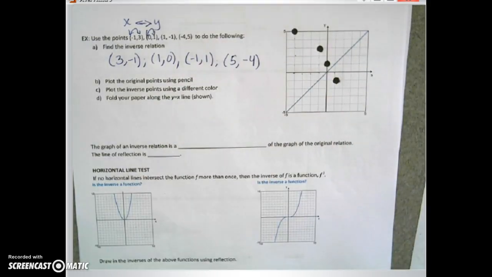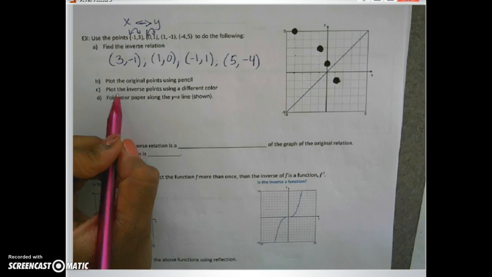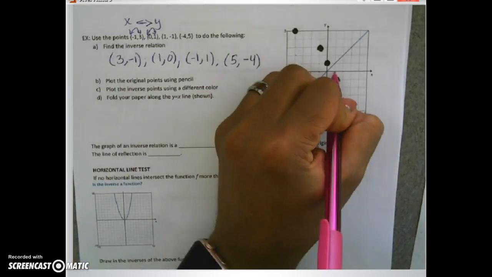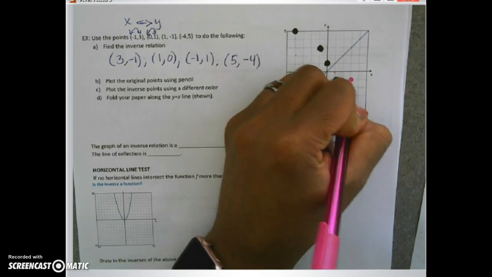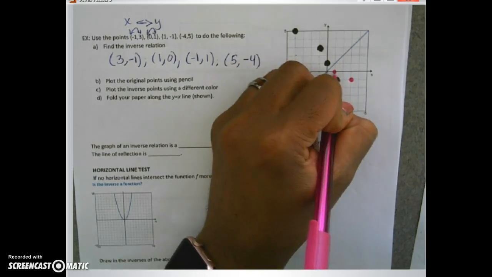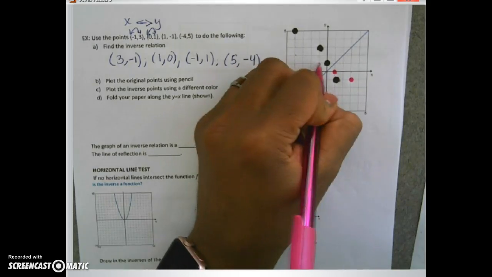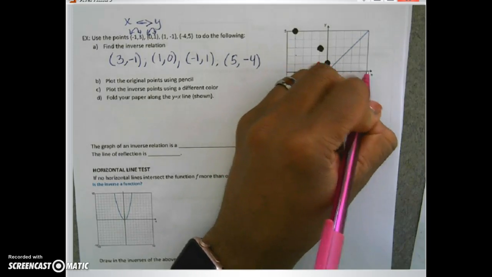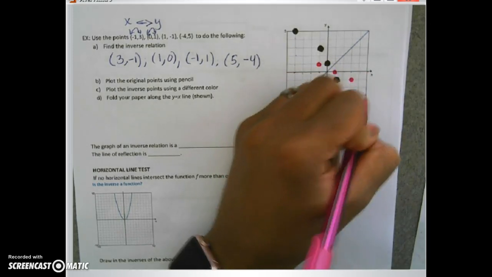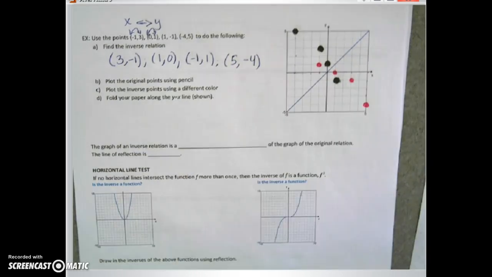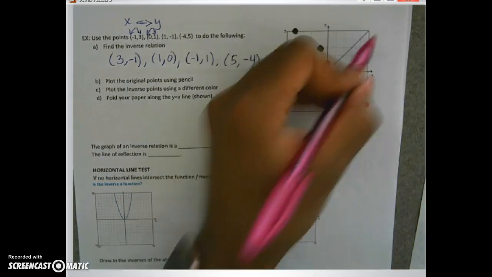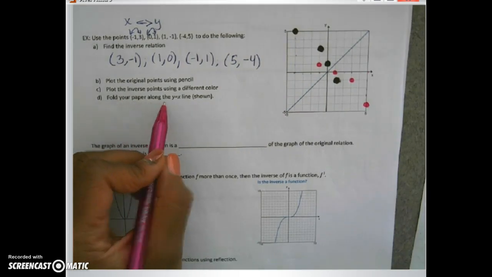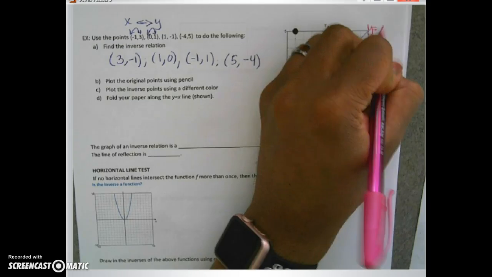There's a purpose for this. Trust me. And then plot the other points, so my inverse ones, using a different color. So positive 1, 2, 3, negative 1, 1, 0, negative 1, 1, and then 1, 2, 3, 4, 5, 1, 2, 3, 4. Okay, this is where I'm going to get a little bit Martha Stewart here. Fold your paper along the line y equals x. So this is y equals x.